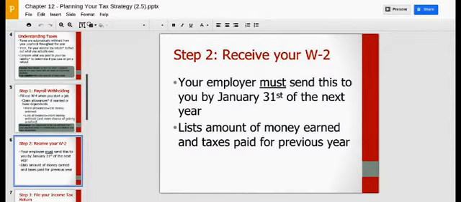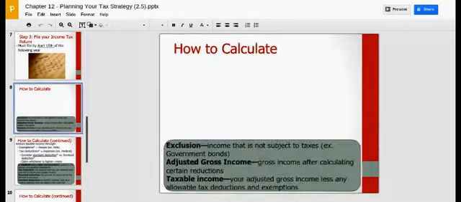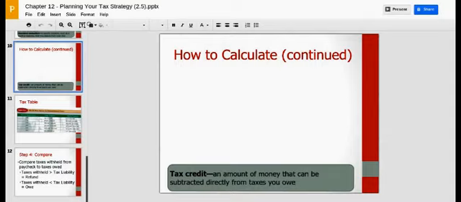Step 2, you receive your W-2, which lists the amount of money that we made and the taxes that we paid. All right, your employer has to give this to you by January 31st of the next year. Step 3, we must file our income tax return by April 15th. If you don't, you can face a penalty. All right, this I'll go over in school, these next 3 slides.